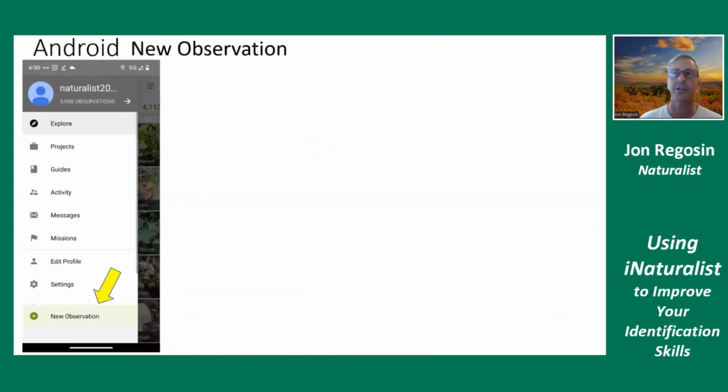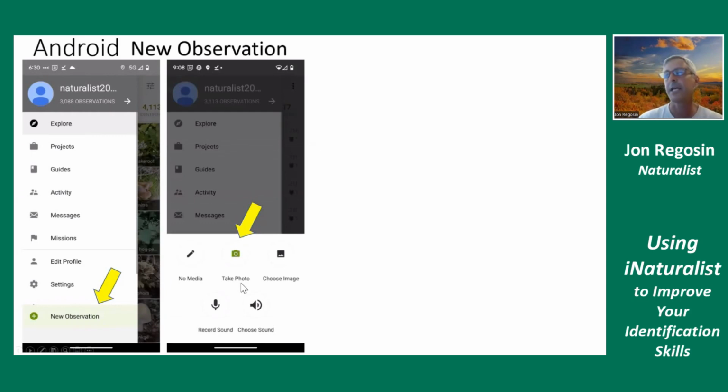New observation. By the way, you can always click up here where my Naturalist 2000 is, and that'll give me back to my observations. Down here on the main menu, you click new observation. Okay, so this is important. You can take a photo through the app. That's probably the most frequently used. You can also choose an image from your image library, either on your computer or on your phone.